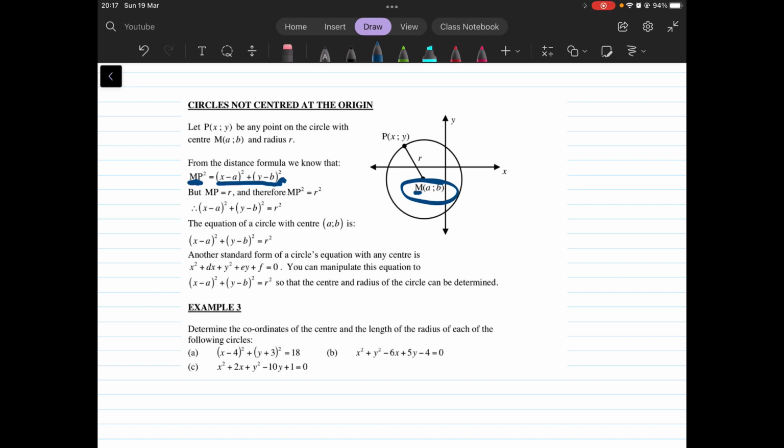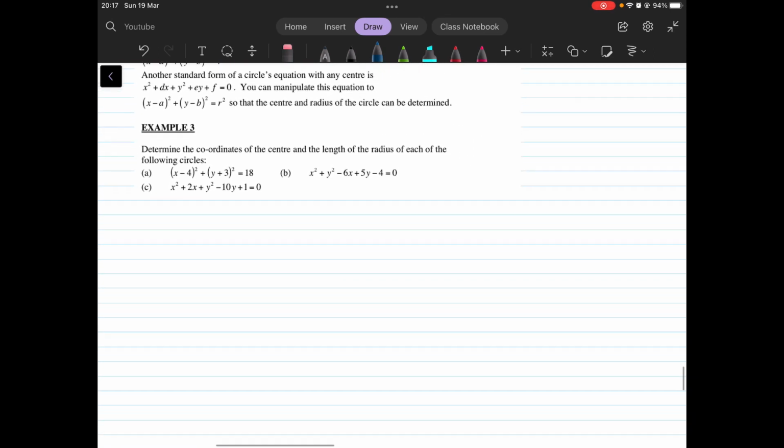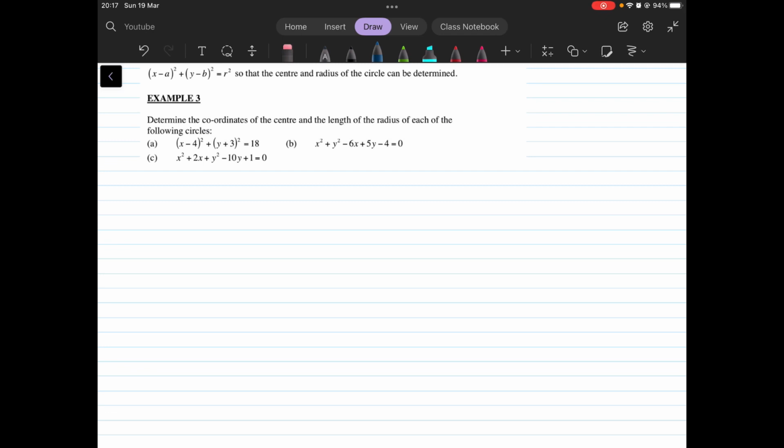On that equation, you know that MP, as you can see, is basically your radius. So you can replace MP by R, and then you'll have the standard equation for a circle with center which is not at the origin. So always when you are dealing with circles whereby the center is not at the origin, this is the standard equation that you are always working with. Okay, there's nothing much to say after that. We're just going to do a couple of examples to understand how we can apply that equation.